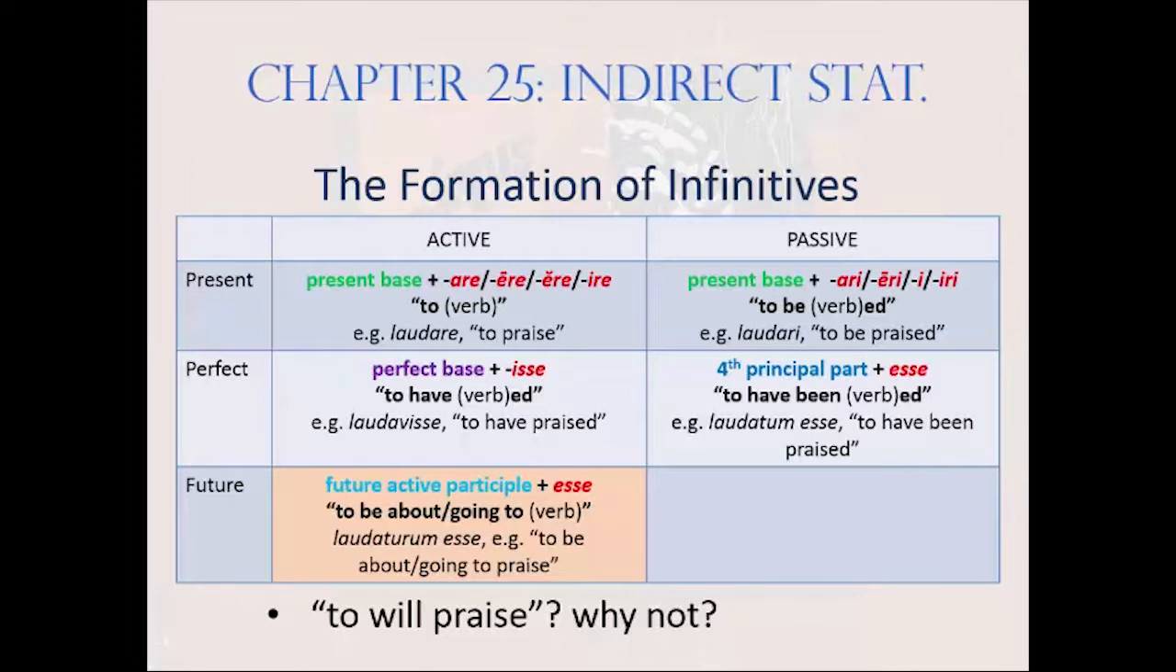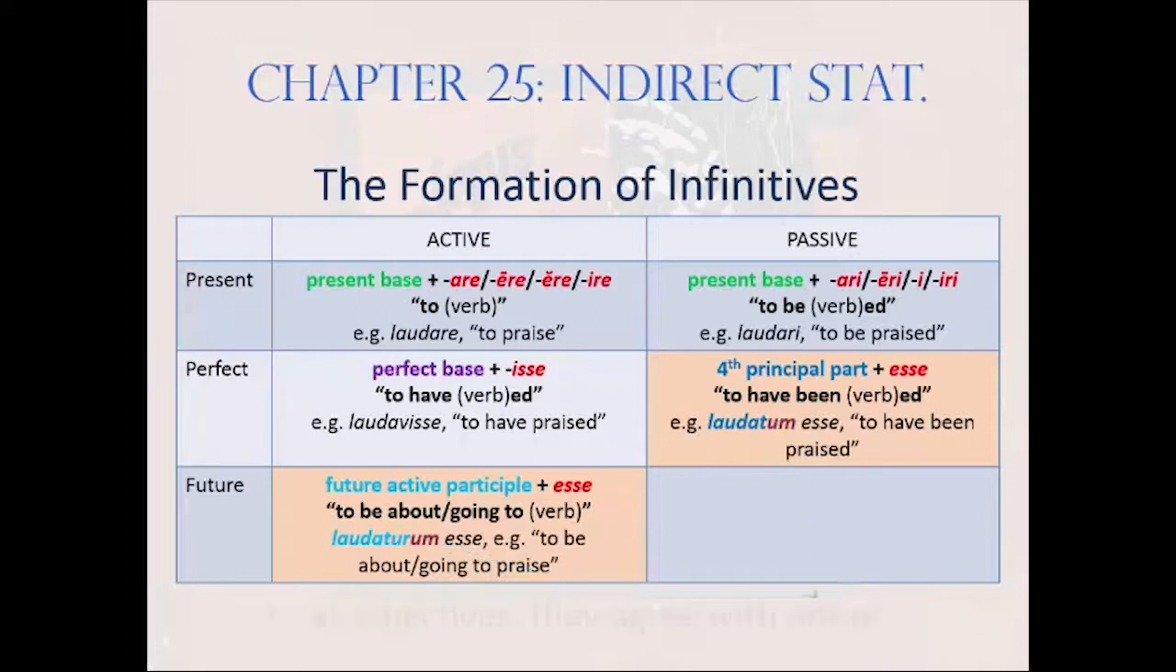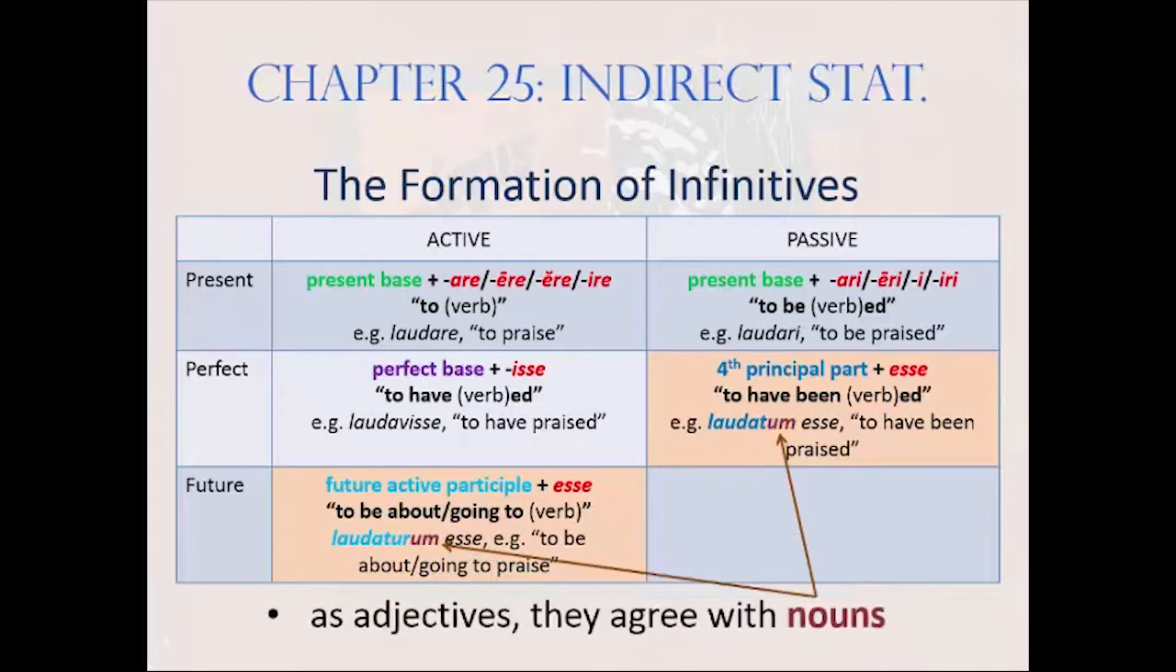Never mind. The big thing to remember here is that both the future active and perfect passive infinitives contain two words, one of which is a participle, and since participles are adjectives, they'll change their endings, us, a, um, to accommodate whatever they modify. We'll talk about that more in a moment.